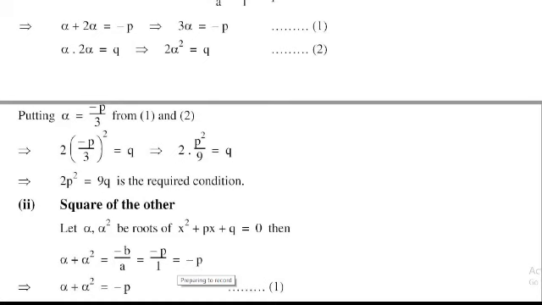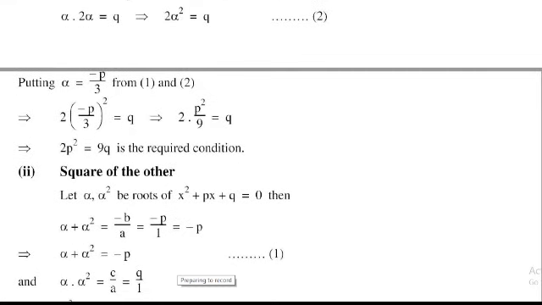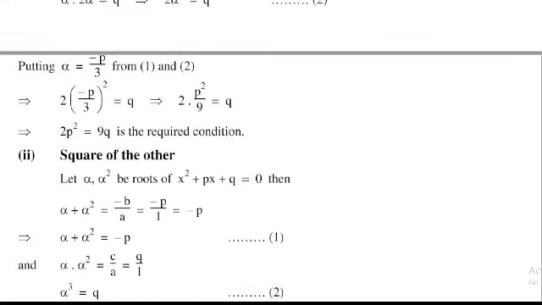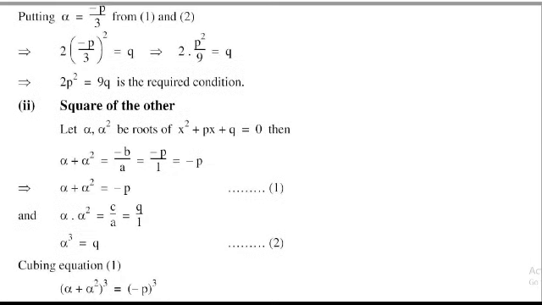Alpha plus alpha square is equal to minus p. That is the equation number 1. And alpha dot alpha square is equal to c over a. It means product of roots is equal to c over a. So c is equal to q and a is equal to 1. Alpha dot alpha square is equal to alpha cube. Alpha cube is equal to q, that is equation number 2. Combining equation 1 and 2, that is, alpha plus alpha square whole cube is equal to minus p cube.